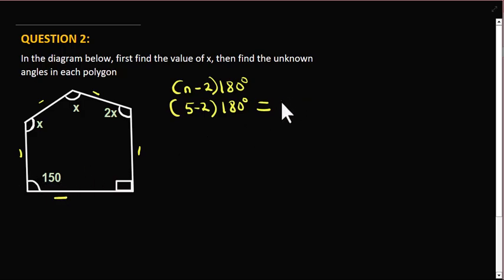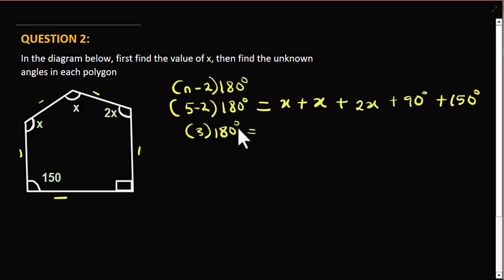So we have x plus x plus 2x plus 90 degrees plus 150 degrees. When solving, you don't need to write your degrees, but in the final answer, ensure you put your degrees. So here we have 5 minus 2 gives us 3, brackets 180 degrees, is equal to, let's add up: x plus x is 2x, plus 2x is 4x. So 4x plus 90 plus 150.